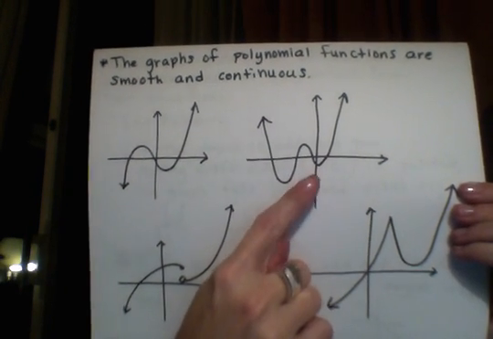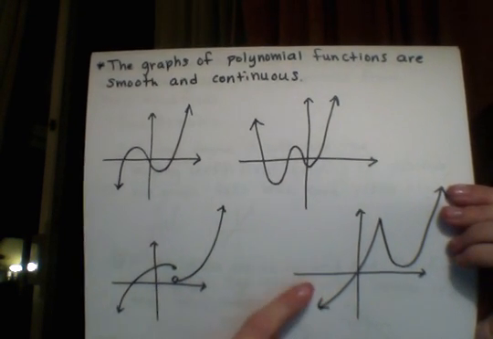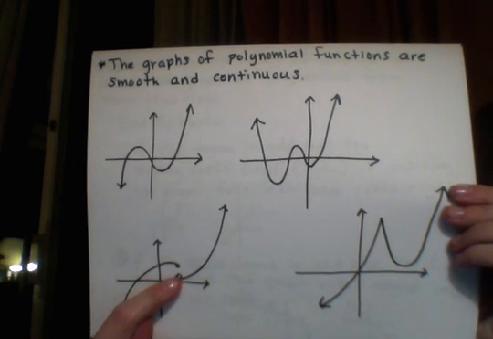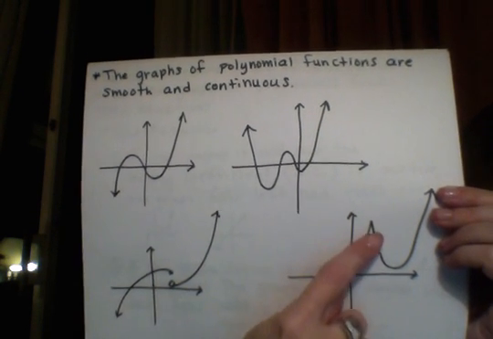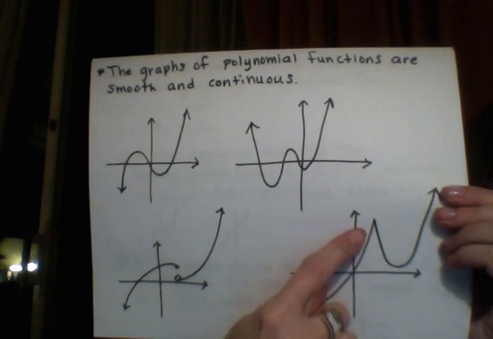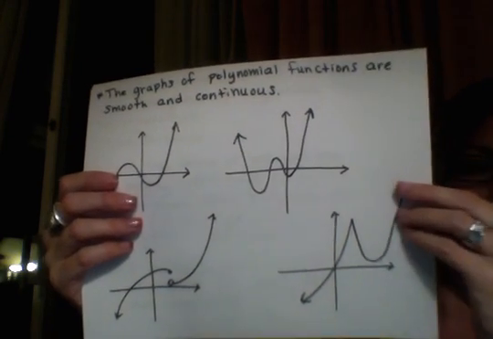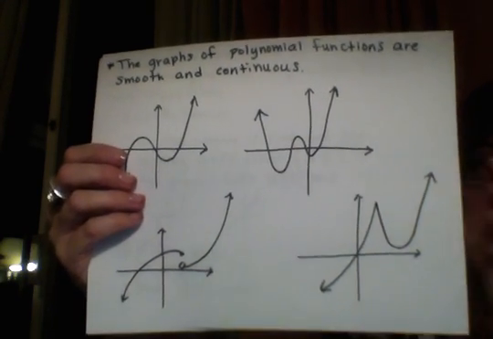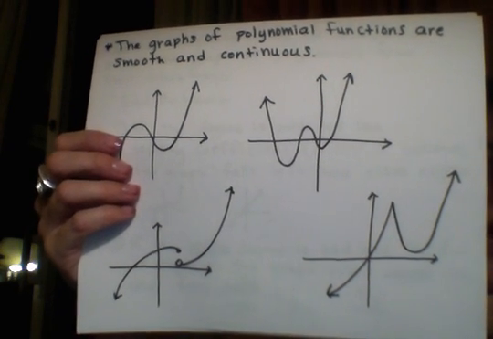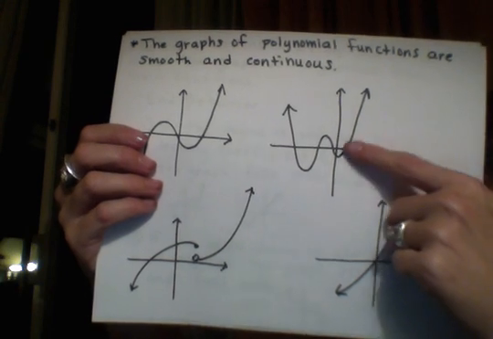However, the two at the bottom are not polynomial. Can you tell why? This one has a break, so that's not continuous. This one has a sharp corner or edge or point on it, and so that would make that not a polynomial function. Okay, polynomial function graphs are smooth and continuous. So in a couple of days we'll be graphing polynomial functions, and you need to be careful to make sure that you're always drawing them with smooth curves.